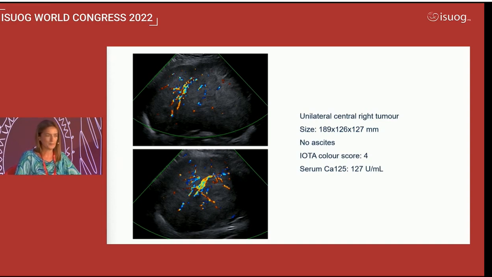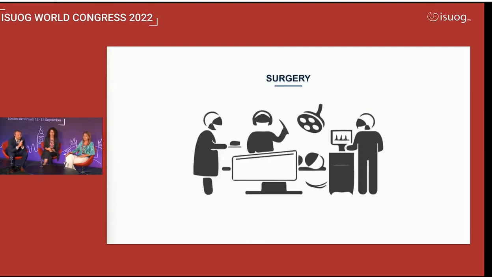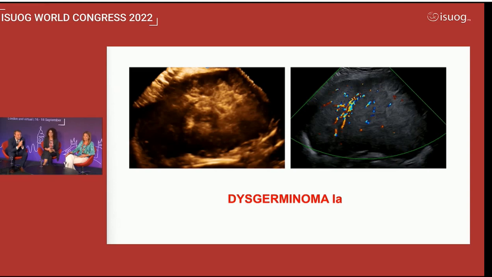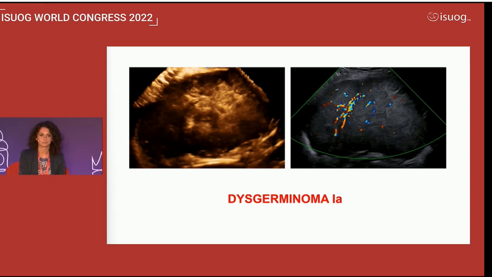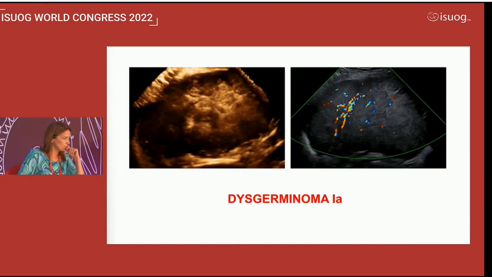I scanned this lady just before the surgery, before the operation theater, because I really wanted to look at this ultrasound, and I had no possibility to request additional tests. It happens. She underwent surgery. It was a dysgerminoma, stage 1A. So here it's very clear, the lobulation. There, you see? At 3 o'clock, 2 o'clock.